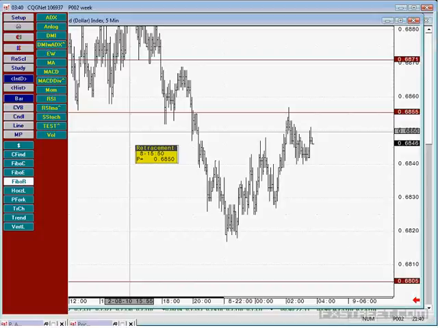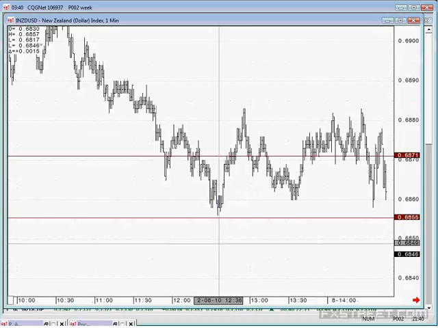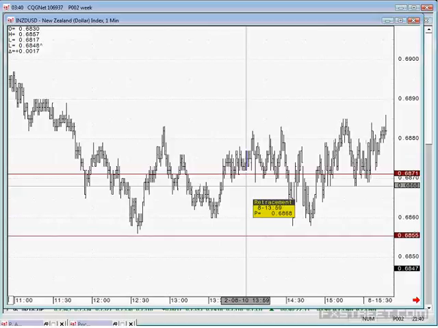If I show you on a 1-minute chart, can you see here? This is a 1-minute chart. So it came all the way, it touched that level, then it had a pullback. So I can take my trade even here.